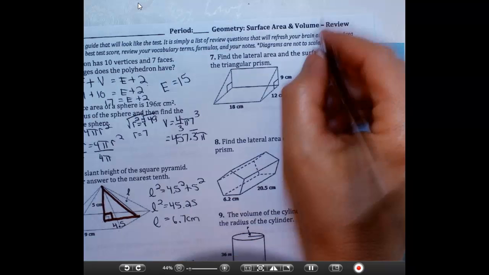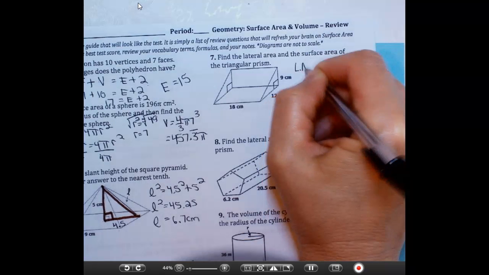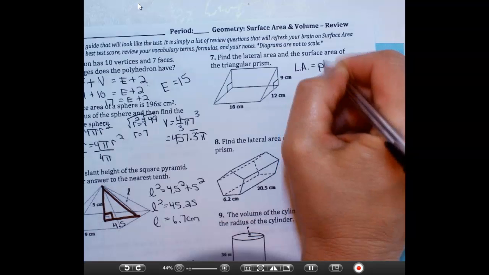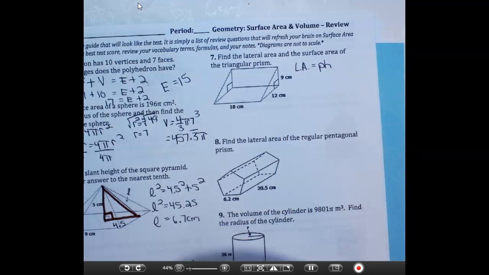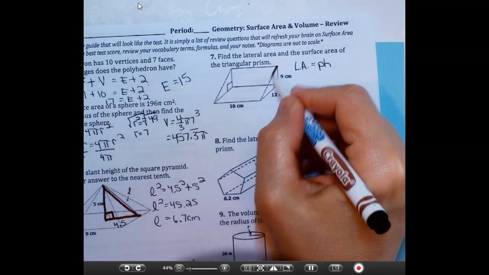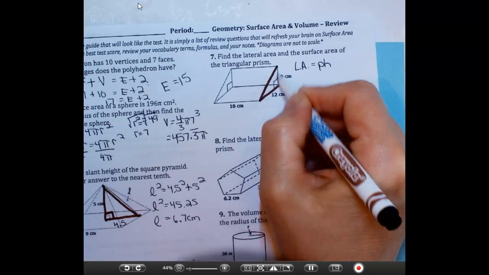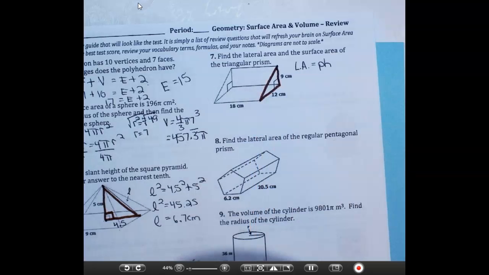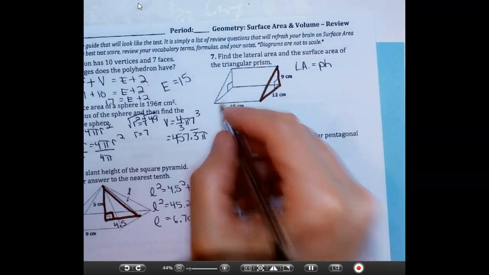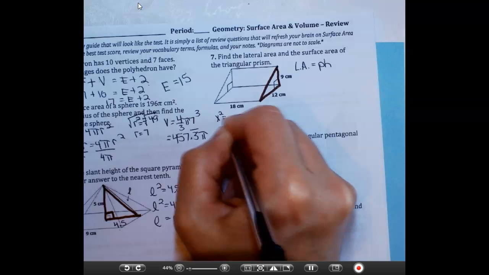Okay, moving on to the next one, number 7. We're looking for the lateral area and the surface area of that prism. So let's go after the lateral area first. It says P times H, and when they're talking P, they're talking the perimeter of the base, which in this case is that triangle. Notice you've got one side is 9, one is 12, so I need to use Pythagorean's theorem to find that other side.